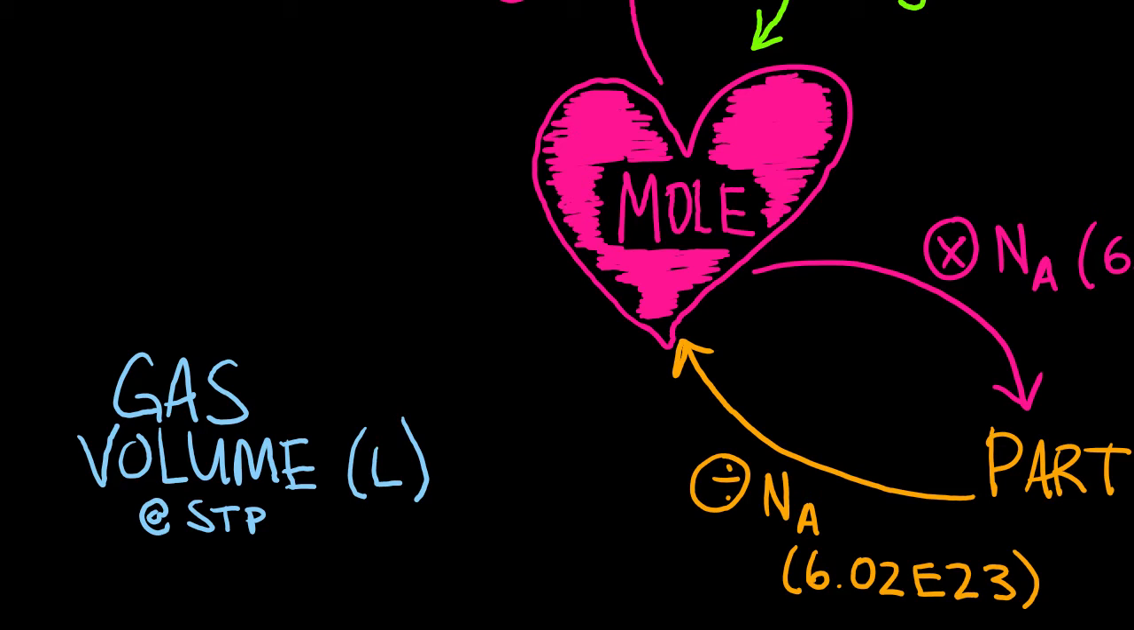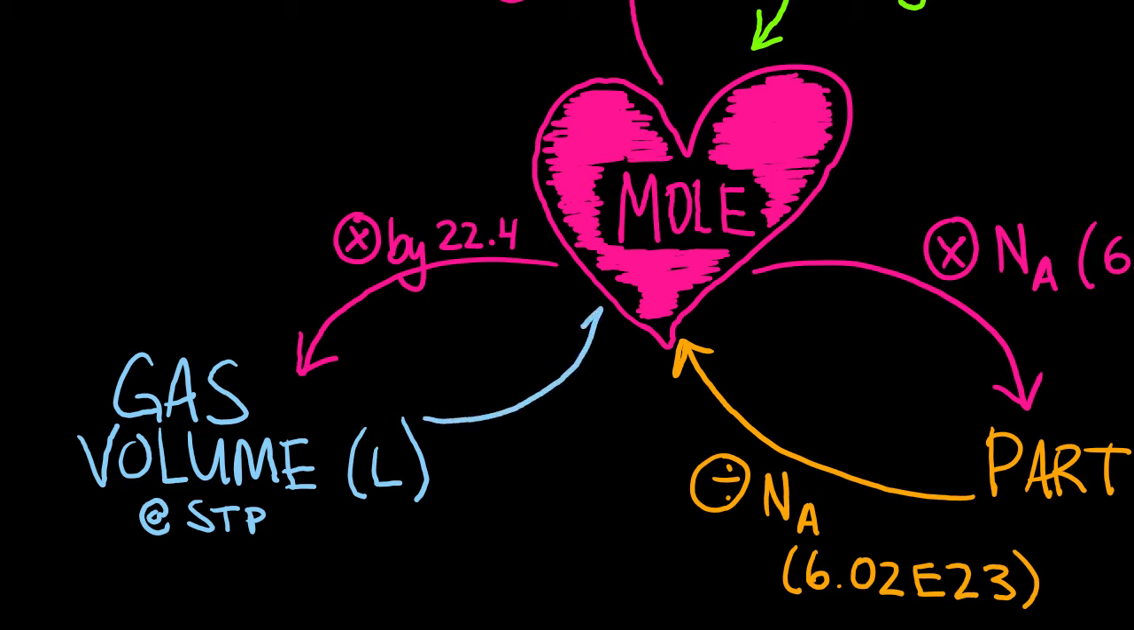To find out the volume of 1 mole of a gas, you multiply by 22.4. The opposite case, where you have the volume of the gas at STP and you want to find out how many moles it is, of course you would divide by 22.4.